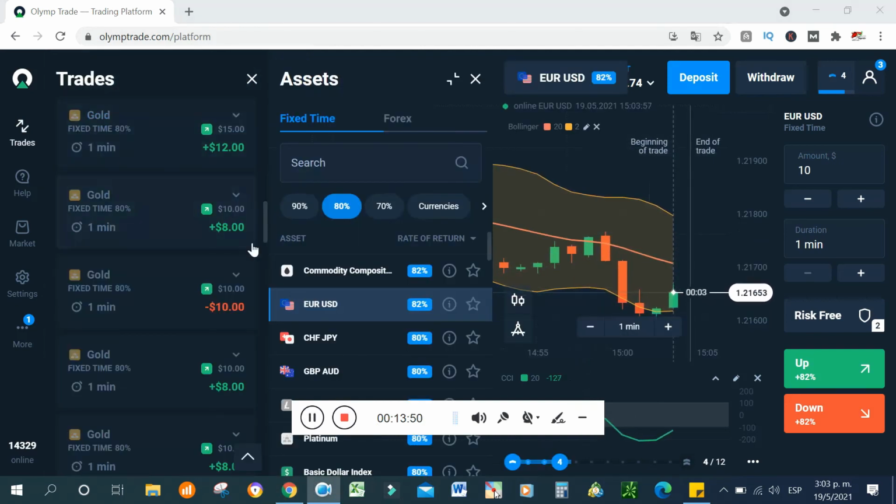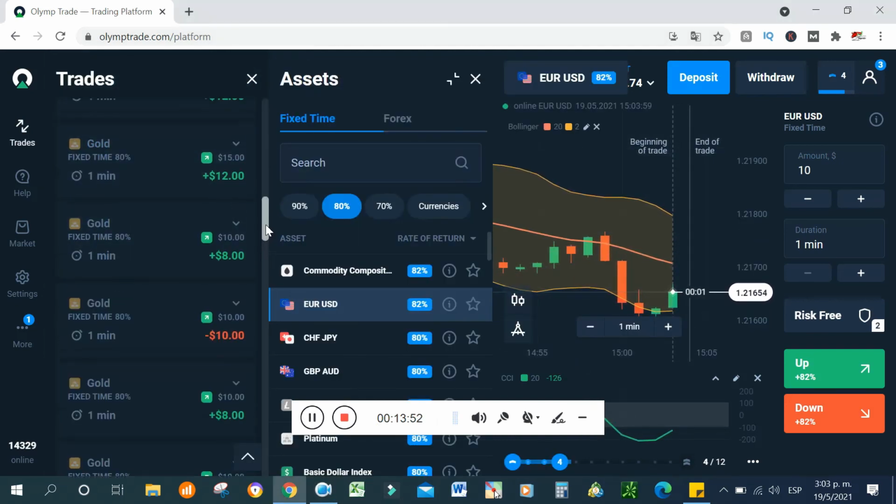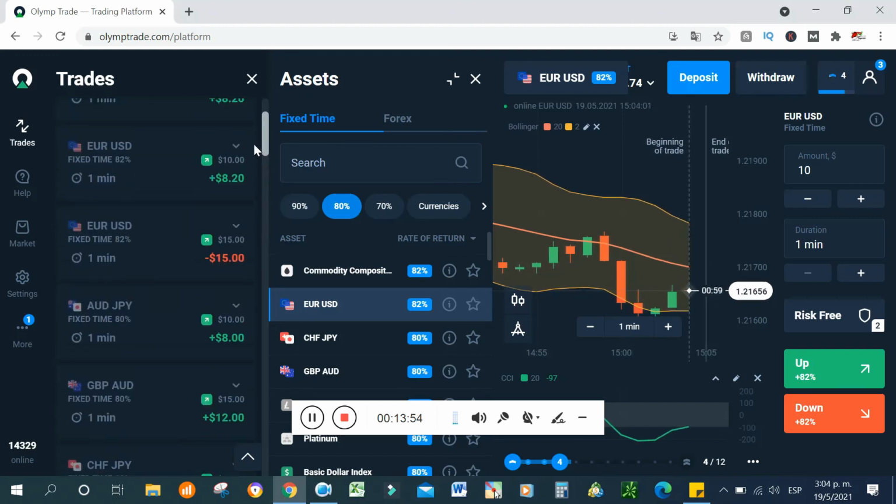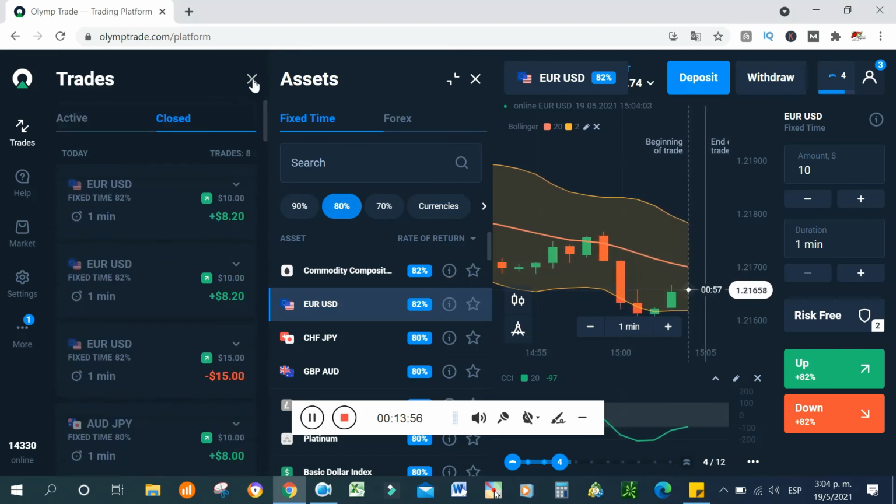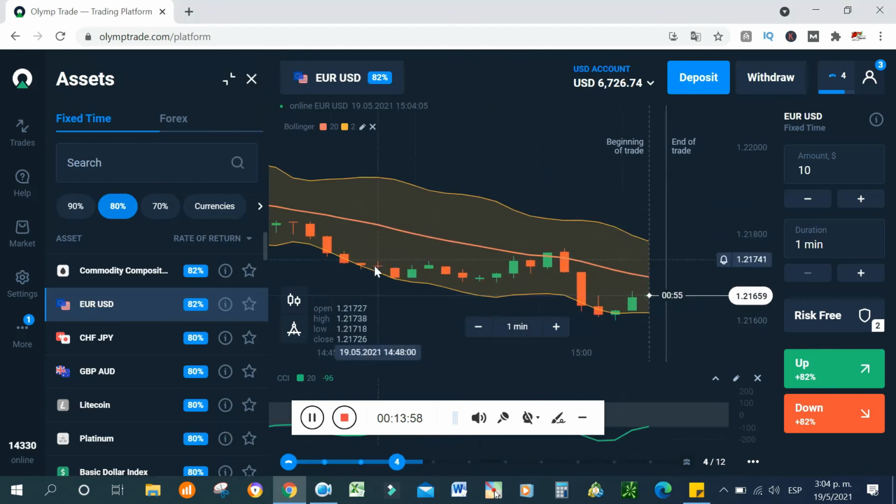Before we leave, we can see here what we did today. We had like 3 or 4 losses and the other ones were wins.